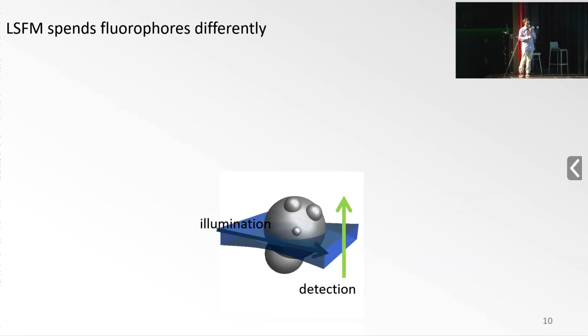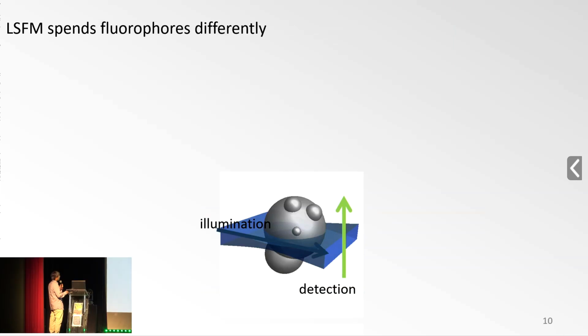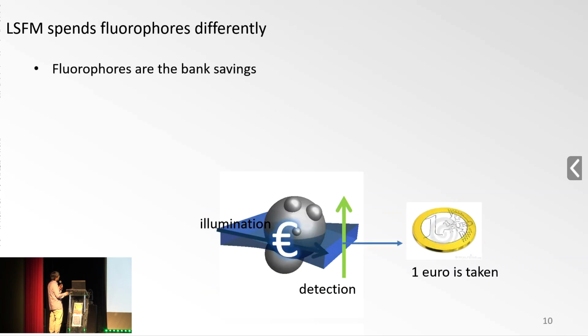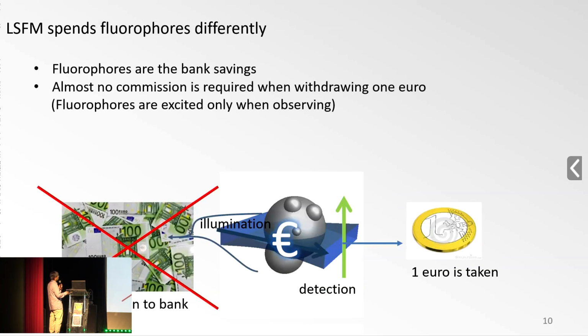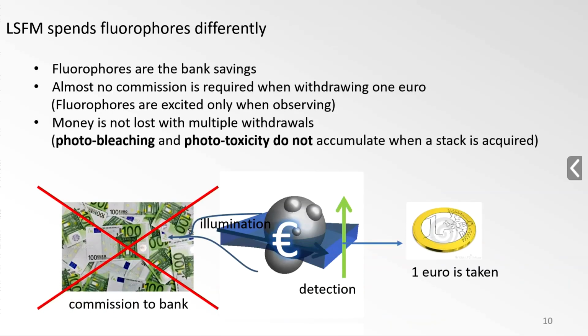In the light sheet microscope, we use these photons more wisely. We separate the illumination from the detection, and we shape the illumination into a sheet of light that only overlaps with the image plane. So now, again, this is your bank savings. You want to take €1 out, and you don't need to pay this commission to the bank. And photobleaching is dramatically decreased when you acquire a stack, because you move the sample up and down, or you move the light sheet up and down.